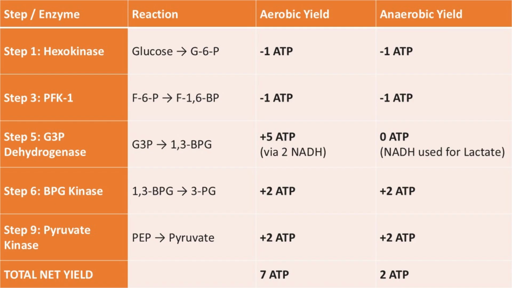The path ahead. Remember, this is only the first stage of metabolism. Complete oxidation of glucose through the citric acid cycle will eventually yield a total of 32 ATP.